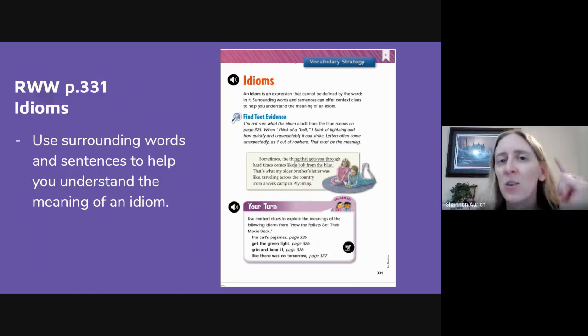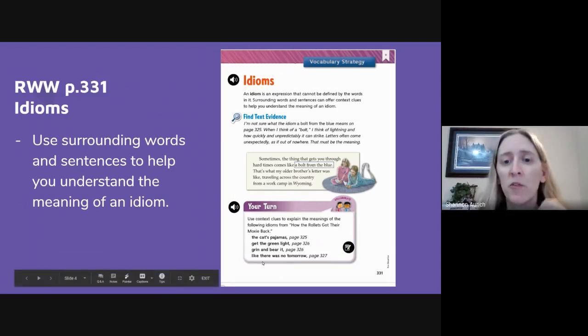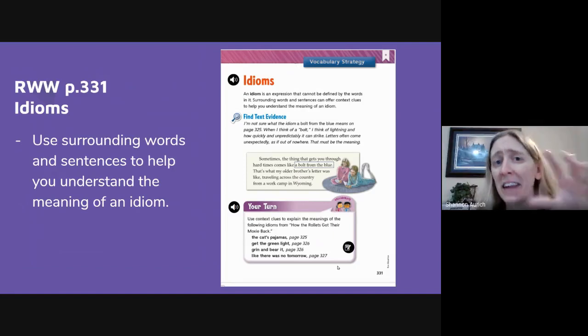Here's your challenge. Use Flipgrid and see if you can be one of the first people, one per person. Pick one of these idioms from our story: the cat's pajamas, get the green light, grin and bear it, like there is no tomorrow. State the idiom. So say what it says, like the cat's pajamas, and then tell us what this idiom means. The cat's pajamas means this. Remember to use your surrounding words and sentences to help you find the definition. And if you want to double check your answer, you could also use the internet for help.